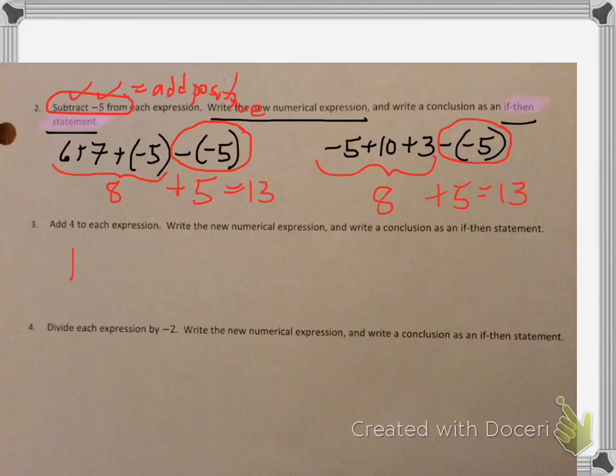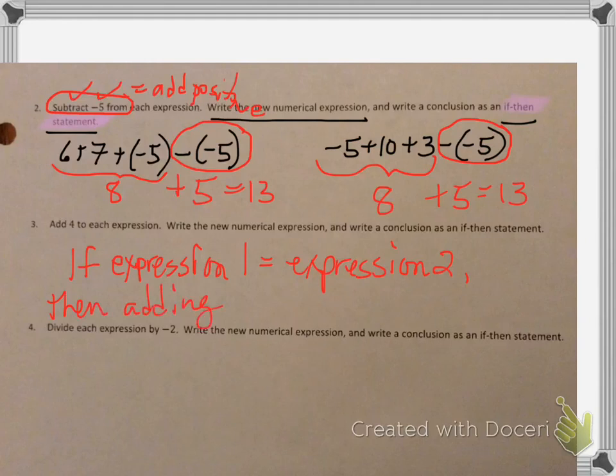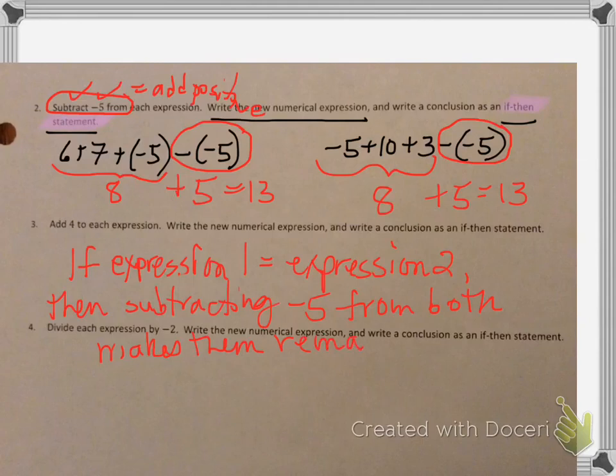So this idea of an if-then statement is this, plain and simply. It's like, I'm just using this section right now, if expression 1 equals expression 2, which it did, then, oh sorry, I wasn't adding in this case, but then subtracting negative 5 from both makes them remain equivalent.